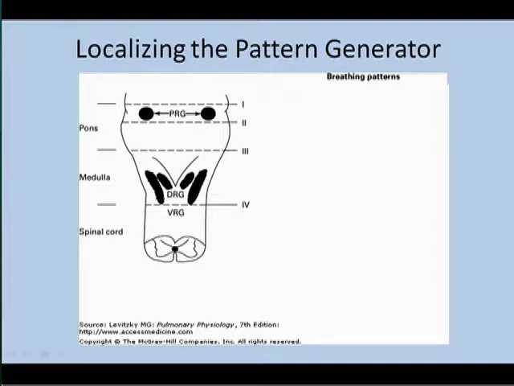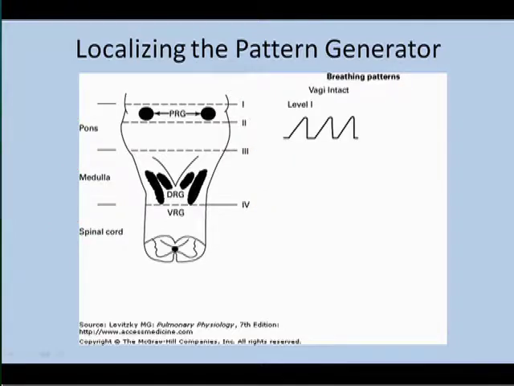What you see here is a dorsal view of the brainstem. On the left side of the figure, you can see the general regions of the pons, the medulla, and the spinal cord. The horizontal dashes, numbered 1 through 4, are there to indicate where cuts will be made. On the right, you see a header labeled breathing patterns. So what you should look for is how the breathing pattern changes as the brainstem is transected at different levels.